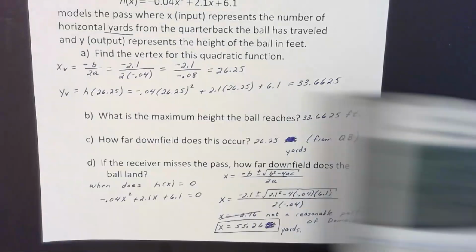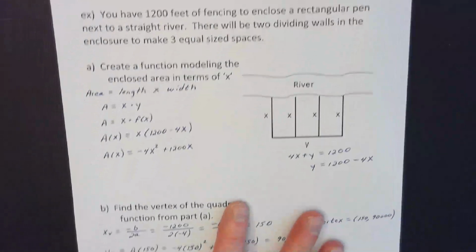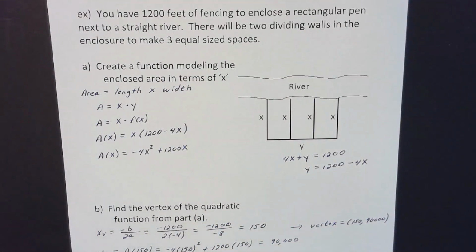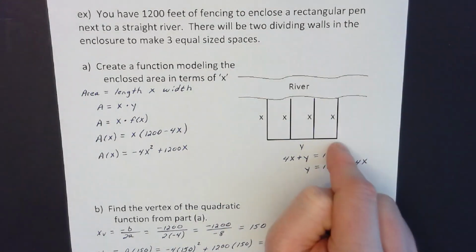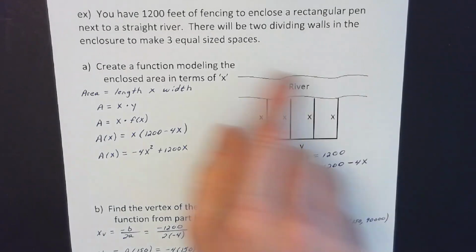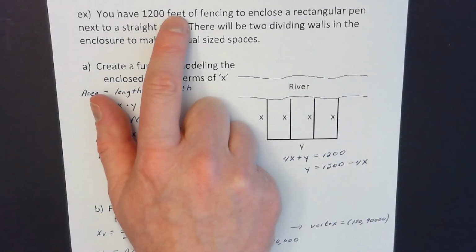The last problem in this section that I want to talk about with you is when we're looking at the area of fencing. And again, this is just me trying to do another quadratic application problem with you. So we're trying to find what the maximum area would be if we're fencing in this region and we only have 1,200 feet of fencing.